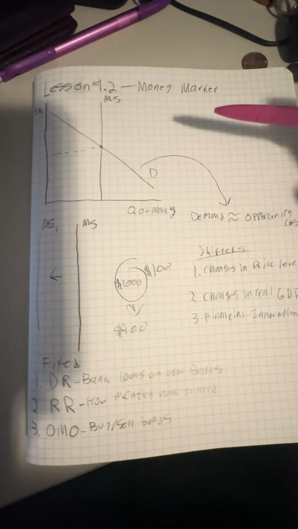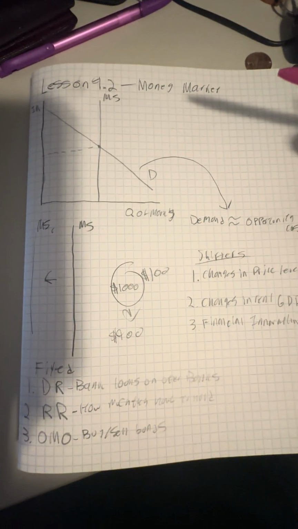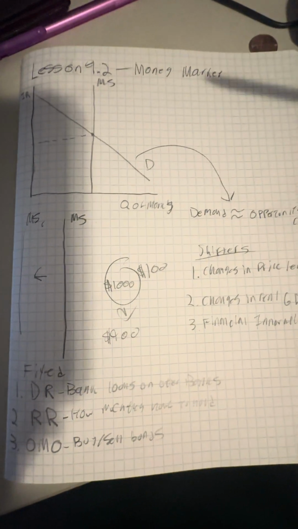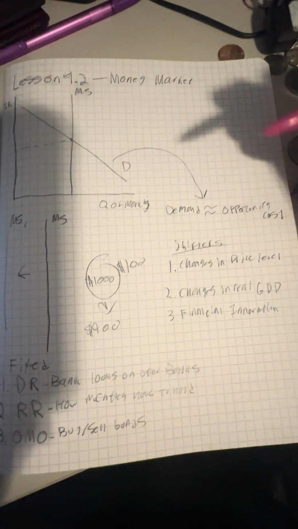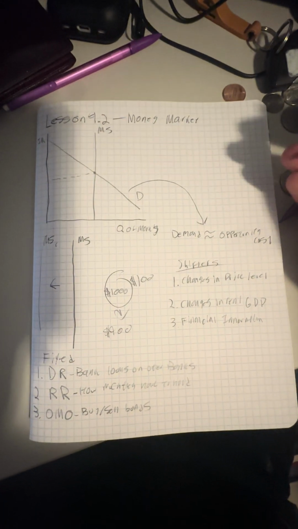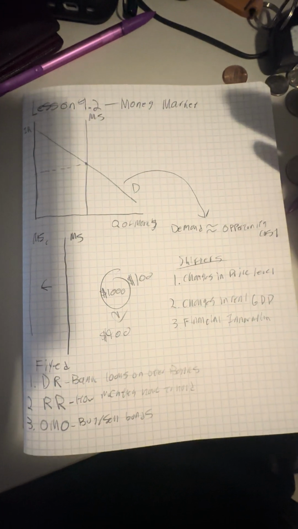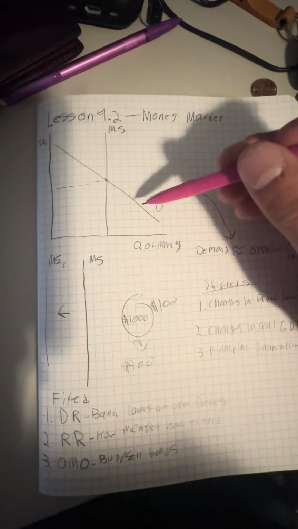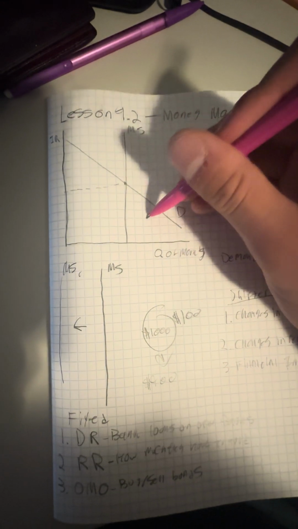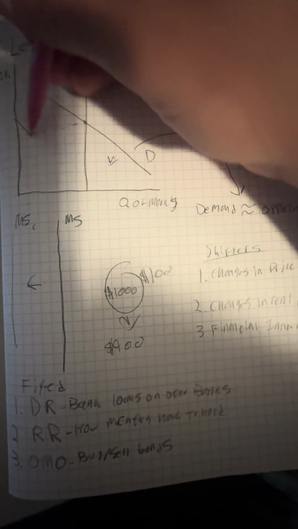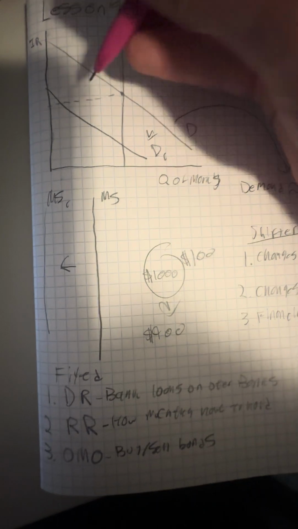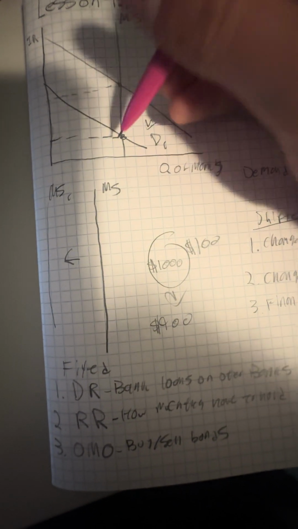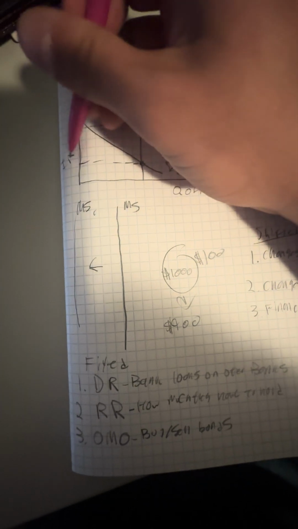So let's say there's a new way to spend money without holding cash, like apps or credit cards, people may demand less money. So let's say I went to a store and I wanted to buy something and they gave me credit on it, I would ultimately be spending less money, which would decrease the demand to the left, which would ultimately bring our equilibrium to here, which would decrease the interest rates.